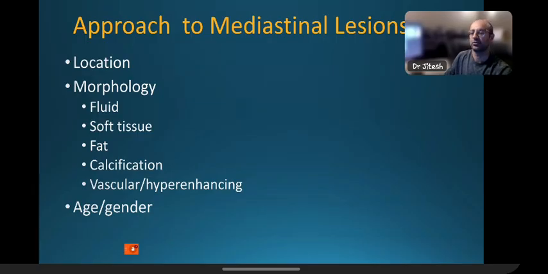Again, it depends on whether the mass is predominantly cystic or solid. Does it contain any calcification, any fat? What is the enhancement pattern? Is it hypervascular, non-vascular? Those are the features which help us to characterize these masses. And then finally, the patient's demographics, age, and gender are helpful in narrowing down our differential diagnosis.